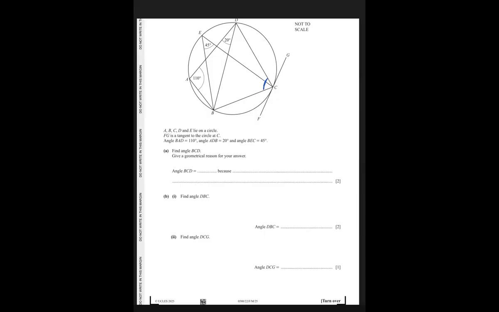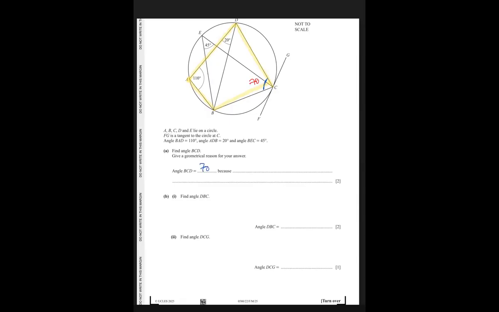If you don't have practice with this chapter, you'll be like, what is going on? But if you have a lot of practice, you can see immediately cyclic quadrilateral. So that means this is 180 minus 110, 70 degrees.